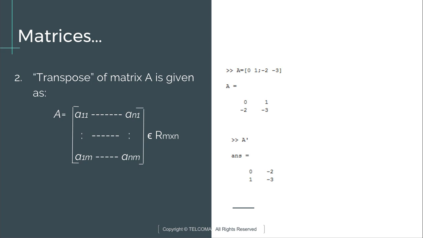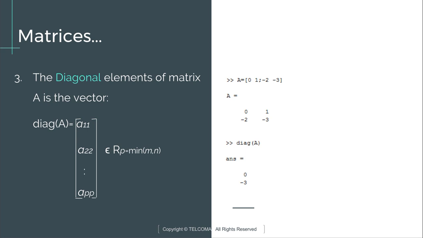Next is how to find the transpose of a matrix. To find the transpose of a matrix, just write A dash, or the variable you gave to that particular matrix, written as that variable name with a dash at the top. The diagonal elements of a matrix are given by the command diag A. This will give you the diagonal elements of the particular matrix. Like if you have a matrix A equals some values 0, 1, minus 2 and minus 3, then write diag A. This will display the result as 0 and minus 3, which are the diagonal elements.